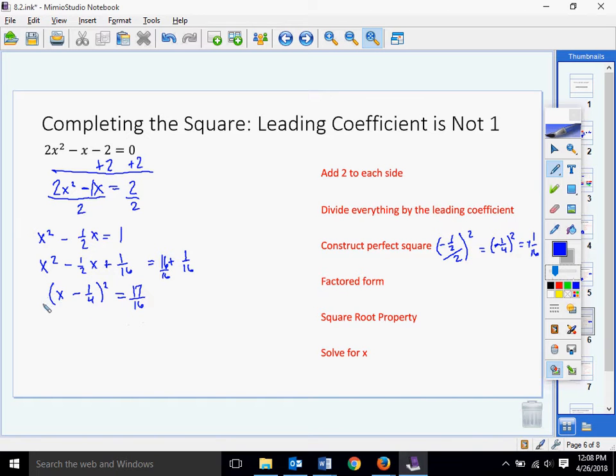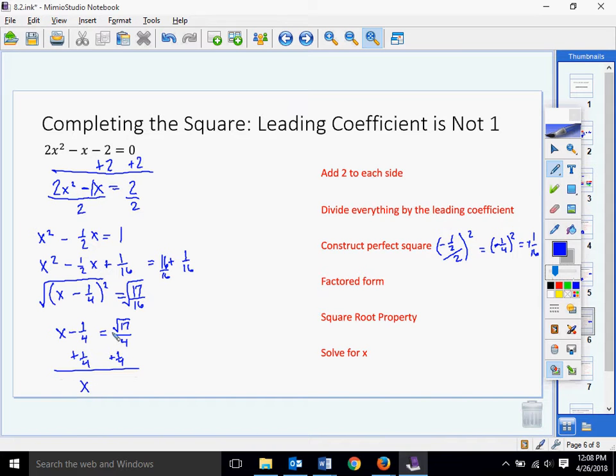So now I'm ready to do the square root property. So square root both sides. That would leave me with x minus 1/4. Over here I have the square root of 17, and then the square root of 16 in the bottom, which I know the square root of 16 is just a 4. And now I need to solve for x, so I'm going to add 1/4 to both sides.